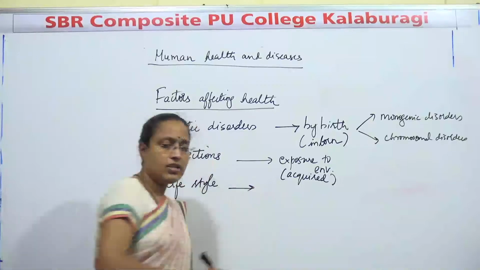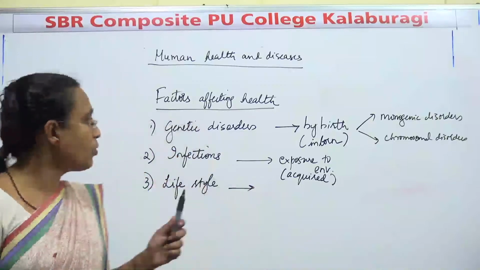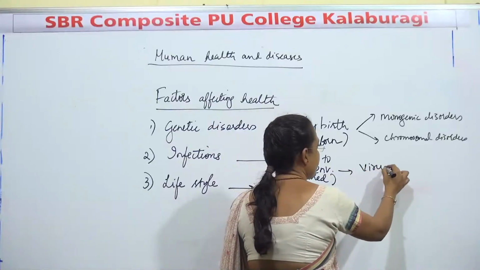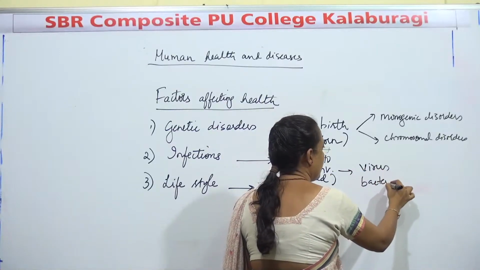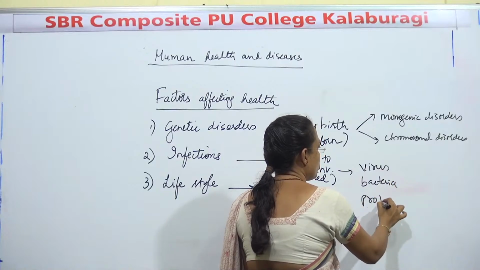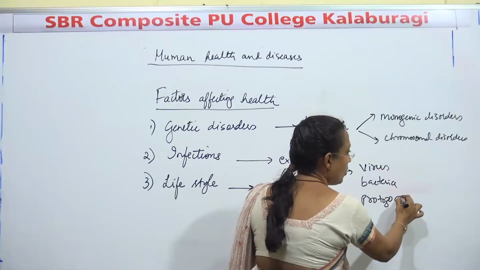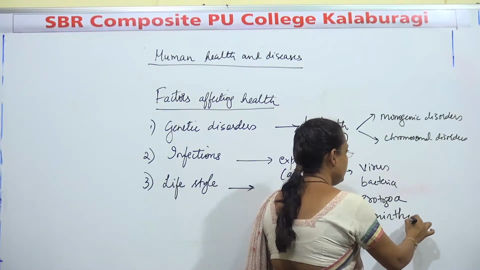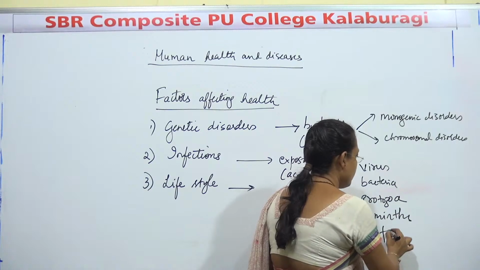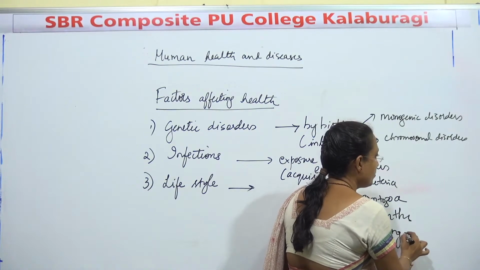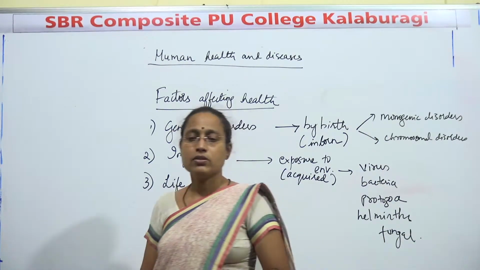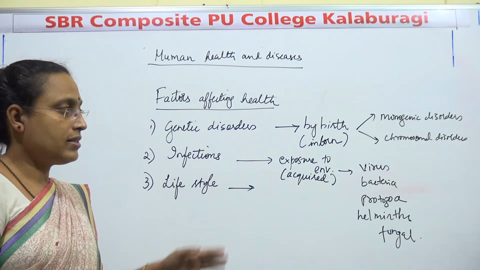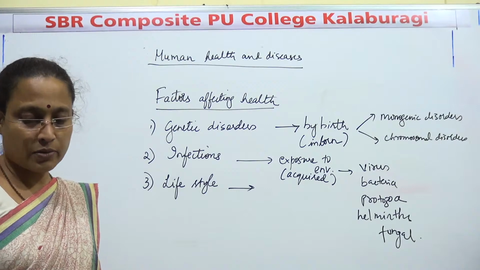So here, infections, rather than exposure to the environment, will be due to virus, bacteria, protozoa, helminths, right? Fungus, fungal diseases also will be there. So these are examples of various disease causing organisms, which are also called pathogens, which I'll explain afterwards.